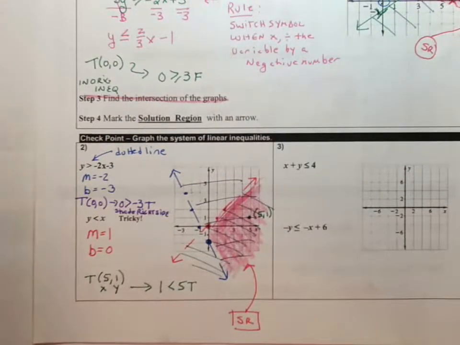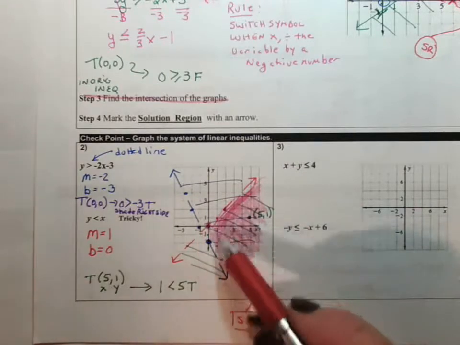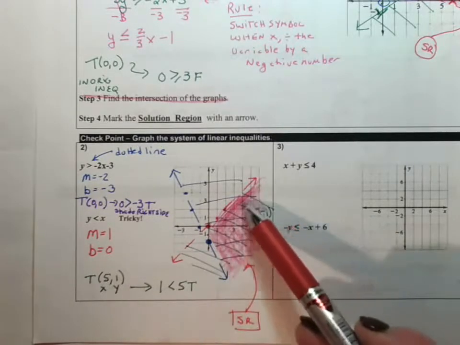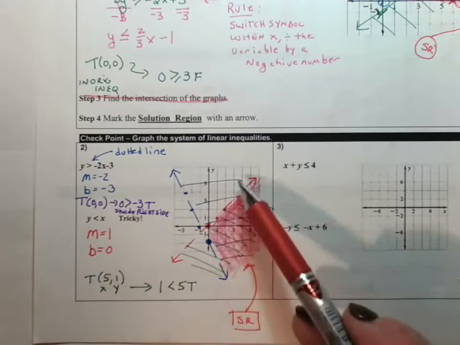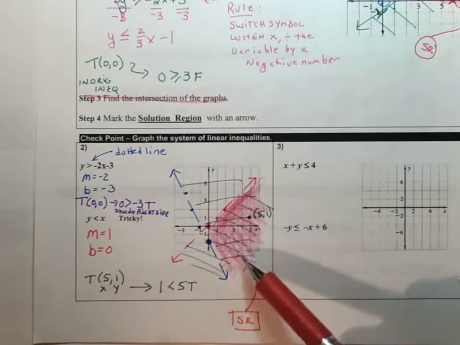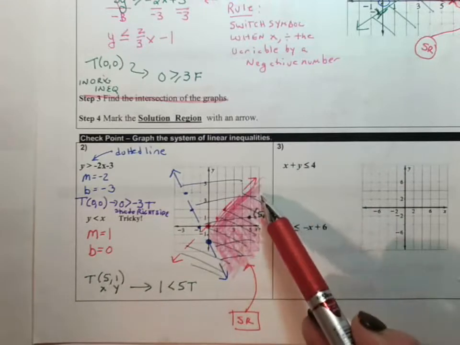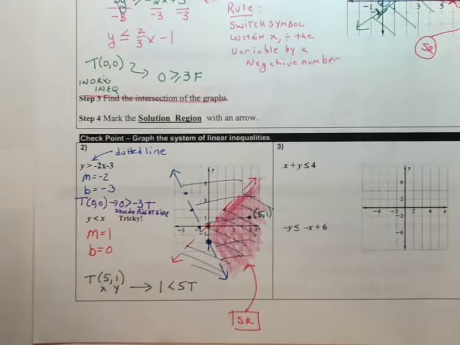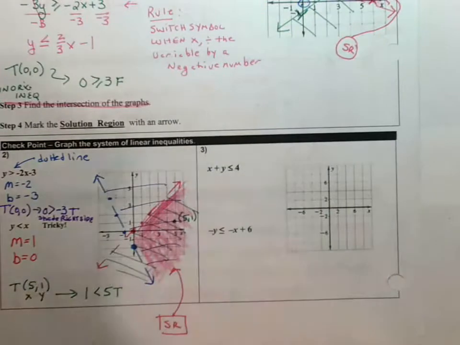So I just finished number 2. Notice both lines are dotted. All right. I found that this area right here is where the graphs intersect. So that is my solution region. Now you can do number 3 or check number 3. And I'm going to speed up doing this problem.